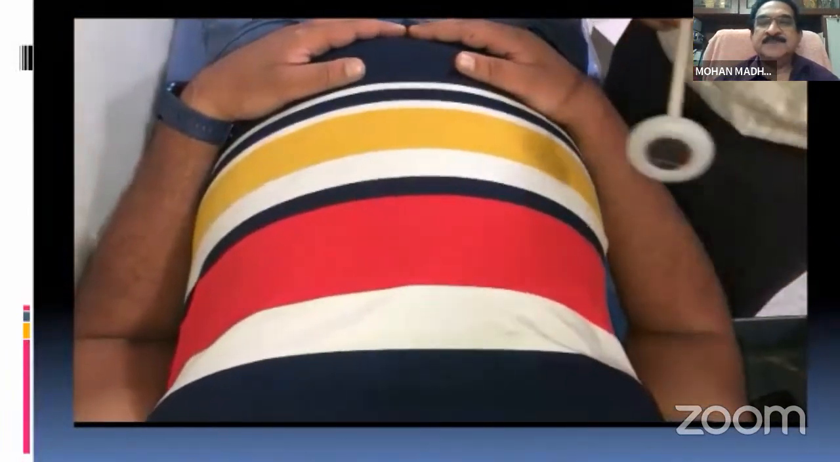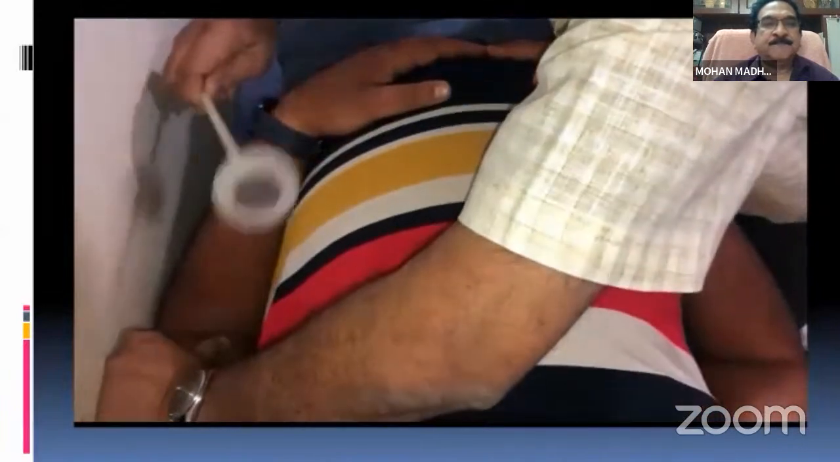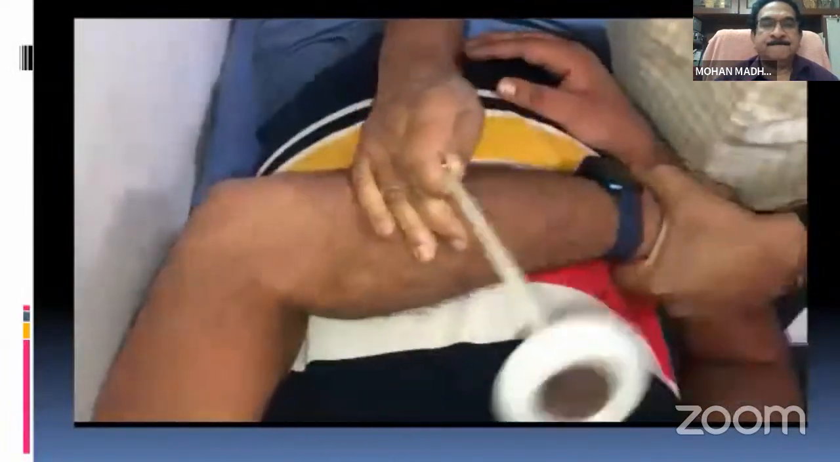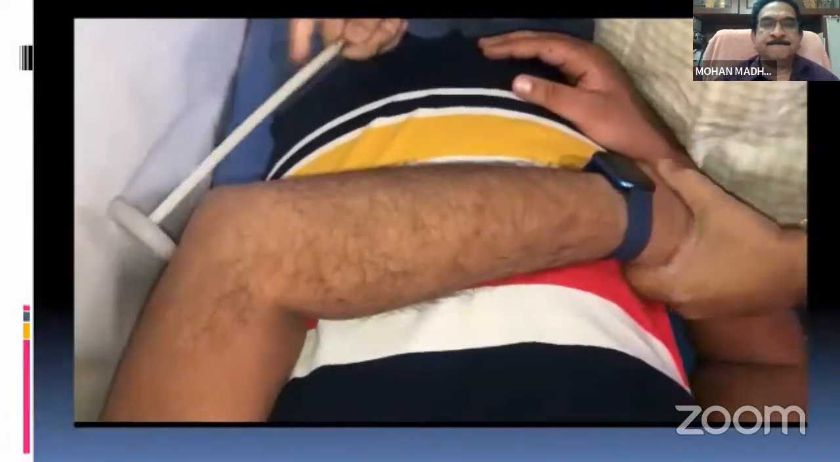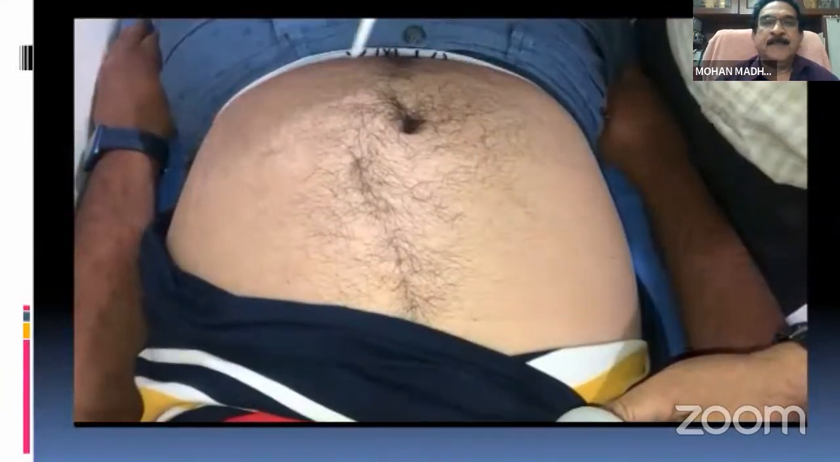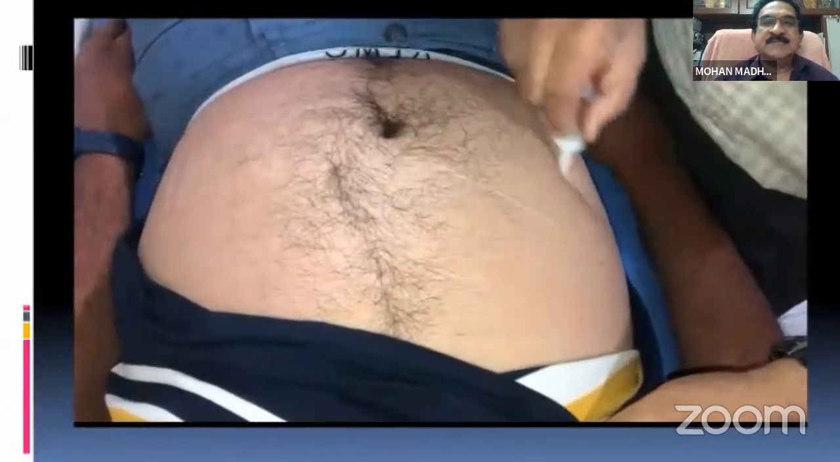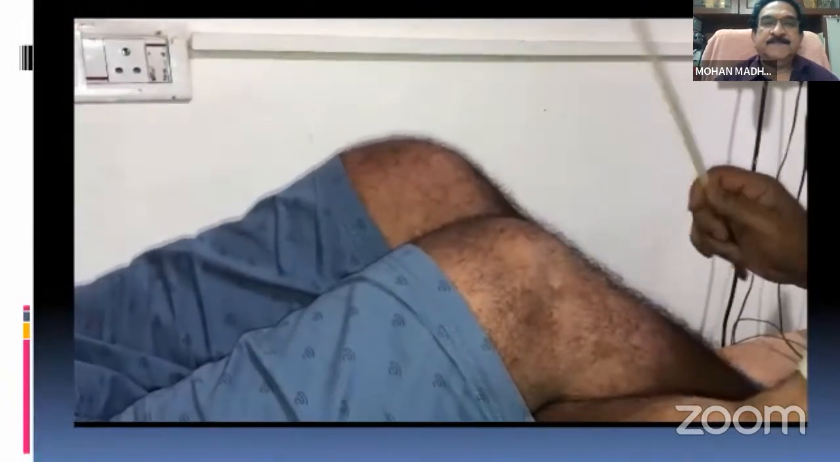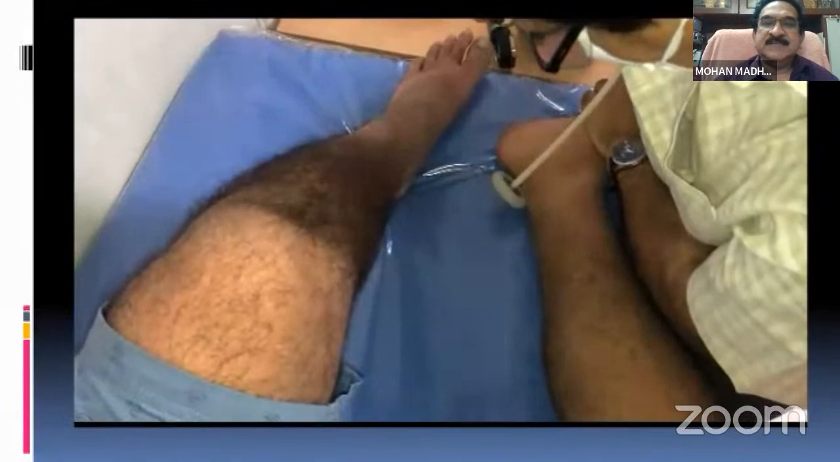Reflexes, upper limbs normal. Abdominal reflex is sluggish. Extensor response, plantar, bilaterally. Angle check, tail setup.